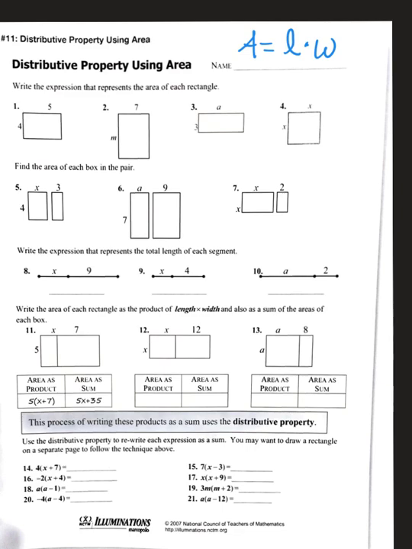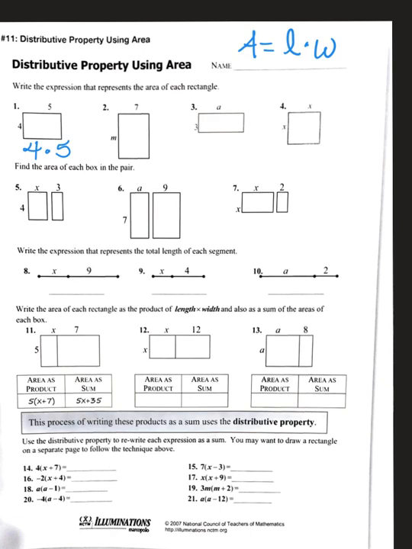It says write the expression that represents the area of each rectangle. Well, if you look at number 1, the width is 4, the length is 5. Well, we know that the area is length times width. So all you would have to write, because it says write an expression, is 4 times 5. They didn't ask for you to solve it, they just wanted the expression. So you'll do that for the rest of that section.